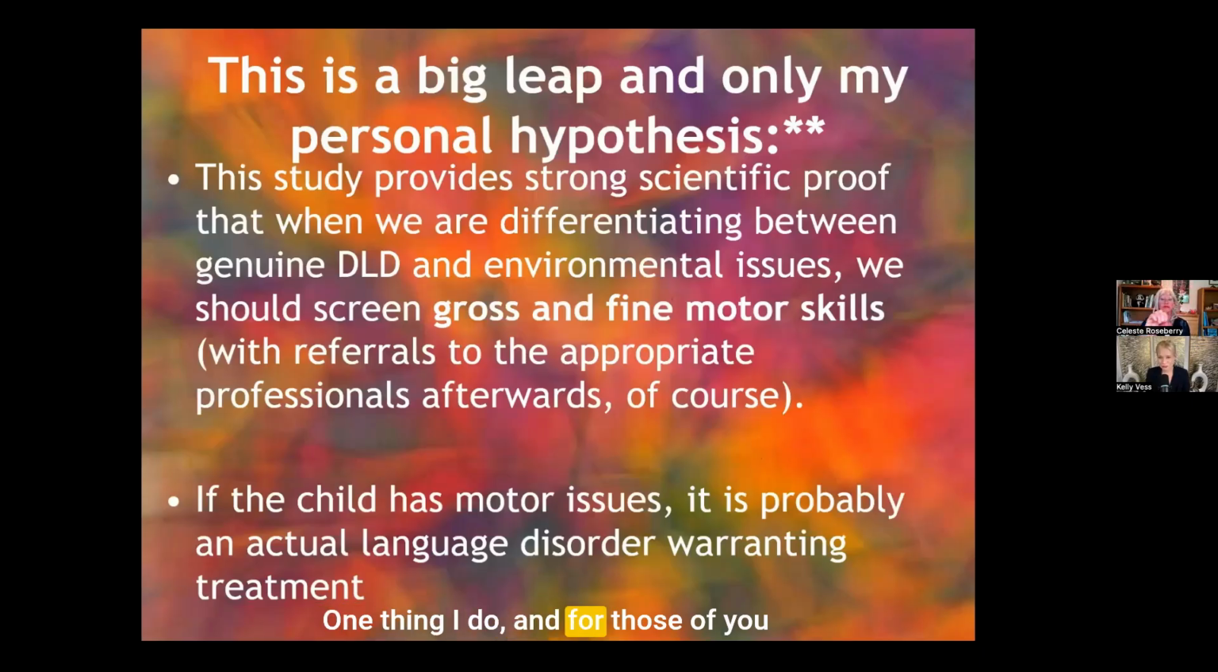One thing I do, and for those of you just listening, I have the child touch their thumb to each finger of the hand. If you Google it, it's called finger to thumb opposition. If kids are good and smooth with this, starting at about age 6 or 7, they don't have DLD. But the ones who are searching and awkward, 100% have DLD. It's amazing. And here's the scientific proof right here.